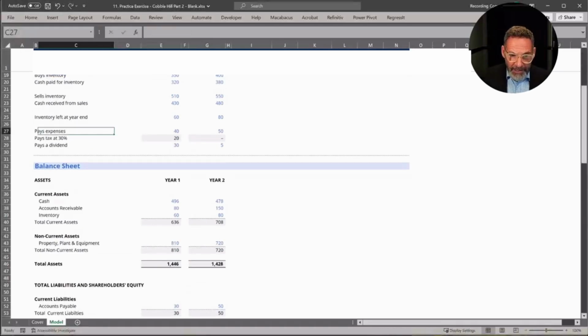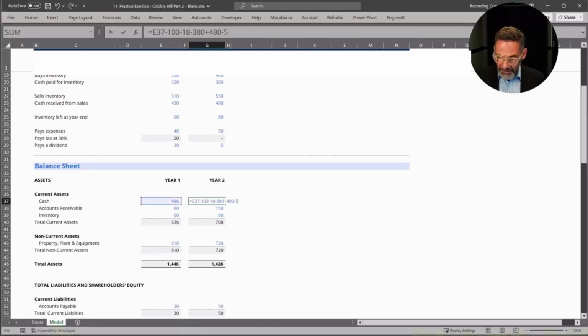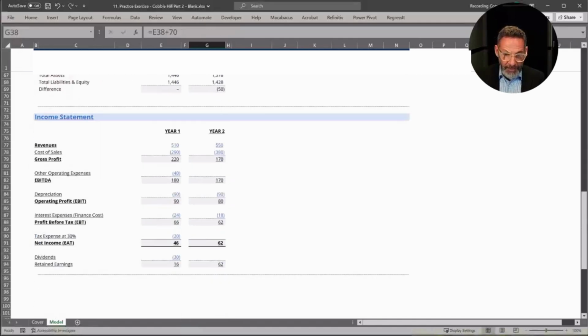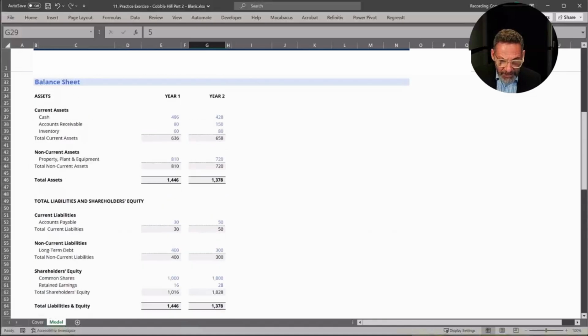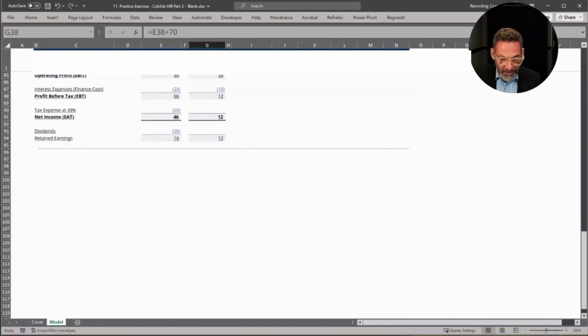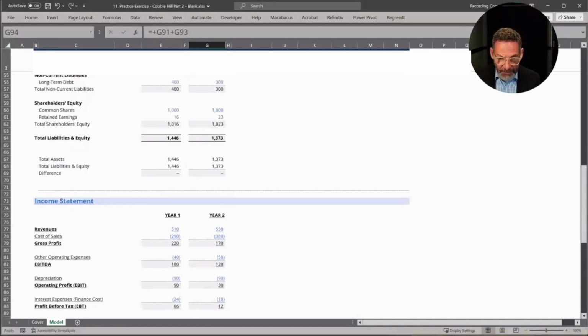We need to pay expenses of 50. Let's do that. Cash goes down by 50. And we have to record an expense on the income statement of 50. Good. Accounting equation right here at the top still holds. Let's do the dividend next because that's really easy. Pay a dividend of 5, so our cash goes down by 5. And here's our dividend of 5. Hopefully we're still balancing. Yep, our accounting equation holds.